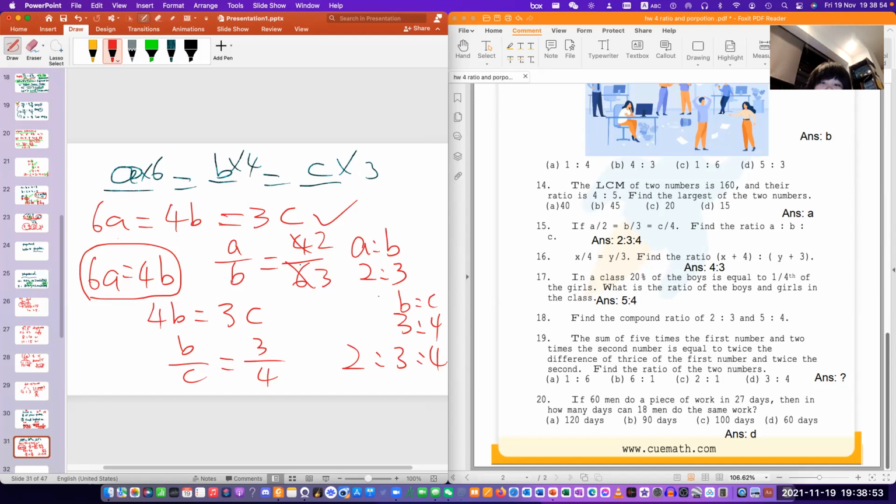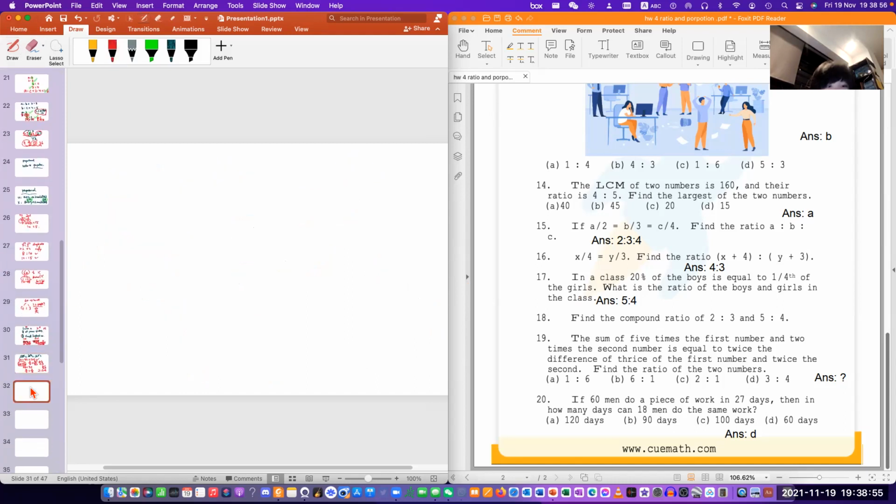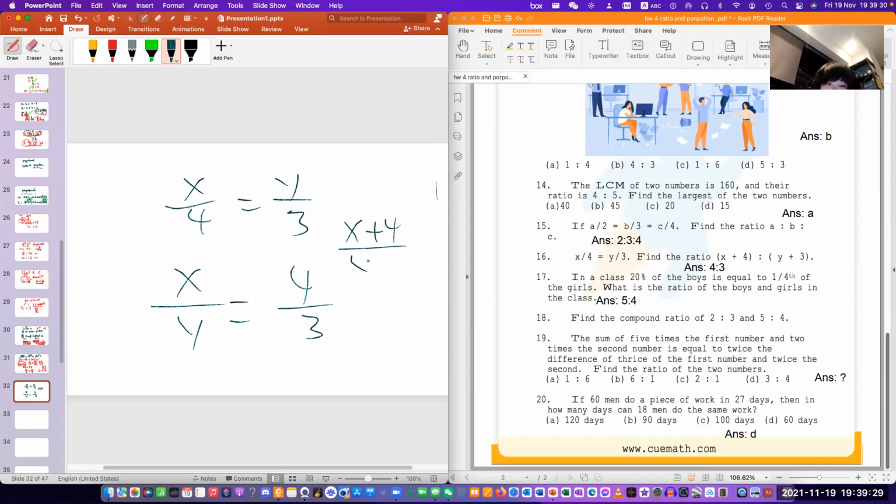Okay? Good. You could have done it in your own way, but I have shown you another approach. Over here, wow, it's getting more complicated. So over here it says x over 4 is equal to y over 3. What you do is, one technique you can do here is x over y is 4 over 3, right? Right? So once you get this, find the ratio x plus 4 to y plus 3.